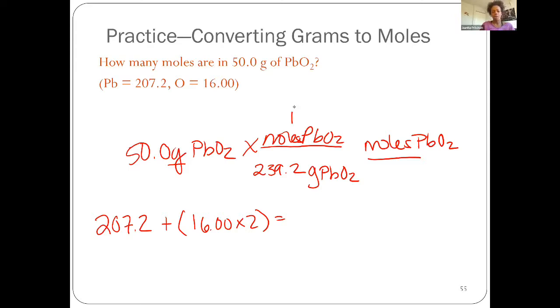When we plug that into our calculators, 50 divided by 239.2 gives us 0.209 moles of PbO2. Again, we have 3 sig figs because we started with 3 in the given amount. Good. Let's try another problem.